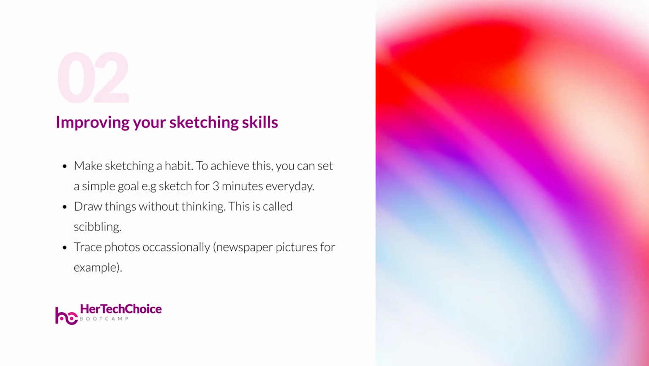Improving your sketching skills. I just have a few tips for you. You just need to make sketching a habit. To achieve this, you can set a simple goal. For example, you can sketch 3 minutes every day, just to sharpen your sketching skills and to make your hand a lot faster when sketching. Then draw things without thinking. This is called scribbling. It helps a lot. A lot of ideas will come out while you are scribbling. Then trace your photos occasionally, like newspaper pictures, for example.